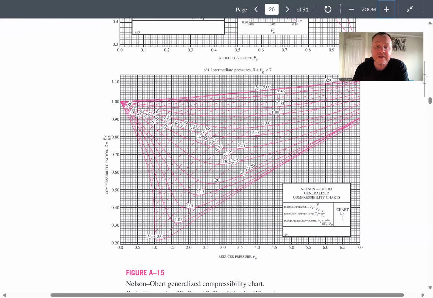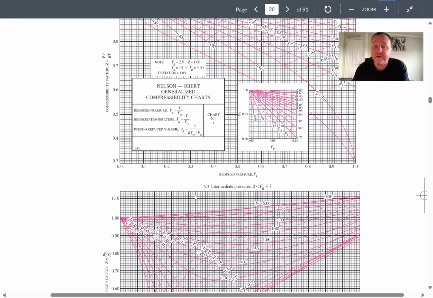And so again, you can see when Z is 1, that means your substance is an ideal gas, or behaving ideally. If your substance's Z is not 1, you can use this to improve your estimate with the ideal gas law.